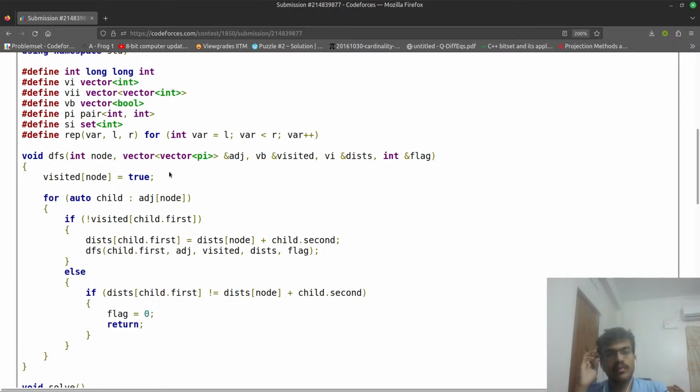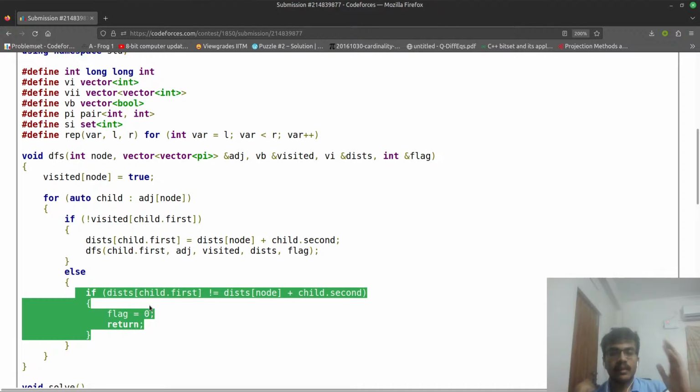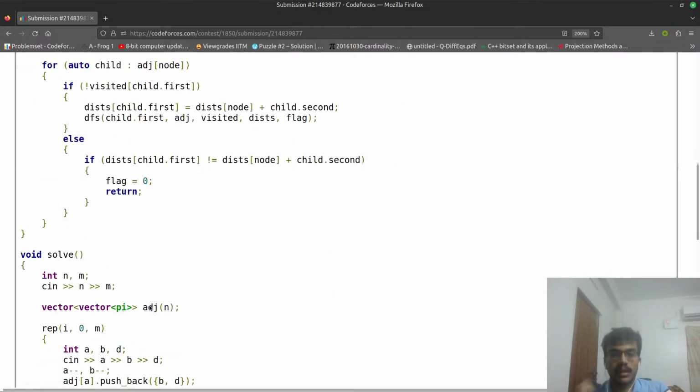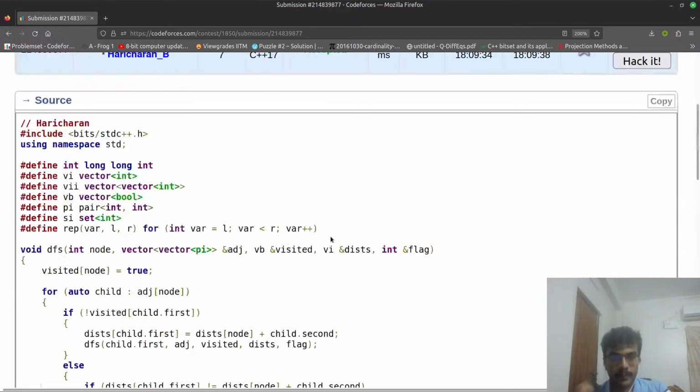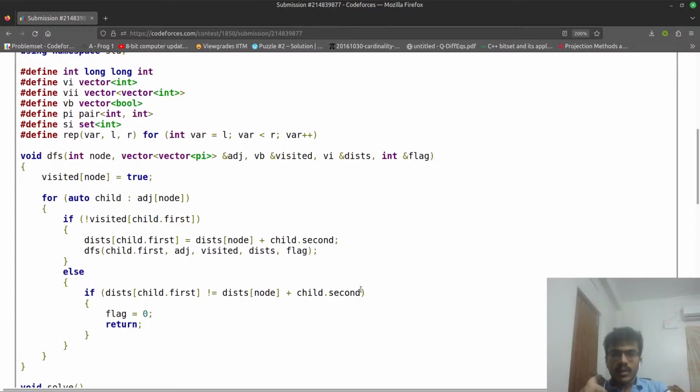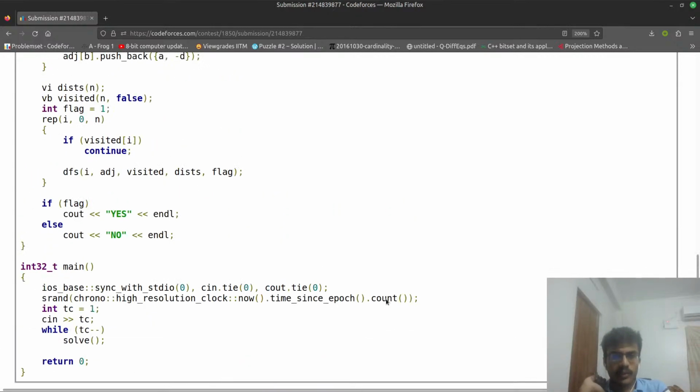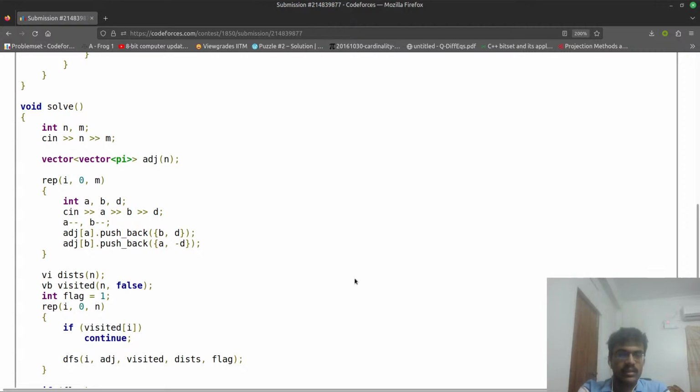We're checking if it's visited or not. If it hasn't been visited before, we visit it, and we're setting distance of child dot first equal to distance of node plus child dot second. Otherwise, if it doesn't follow that and there's some contradiction, we're setting flag equal to 0. Otherwise we are not changing flag here. If the flag variable was 1, we're outputting yes here, otherwise we are outputting no. So is that fine? This will be O of M, I guess. Hopefully that's clear.